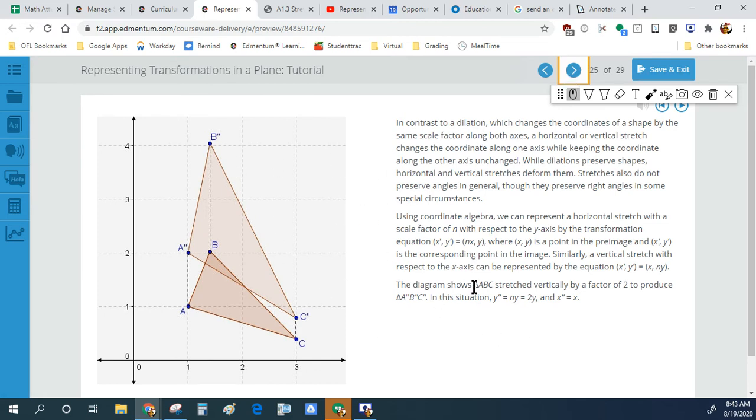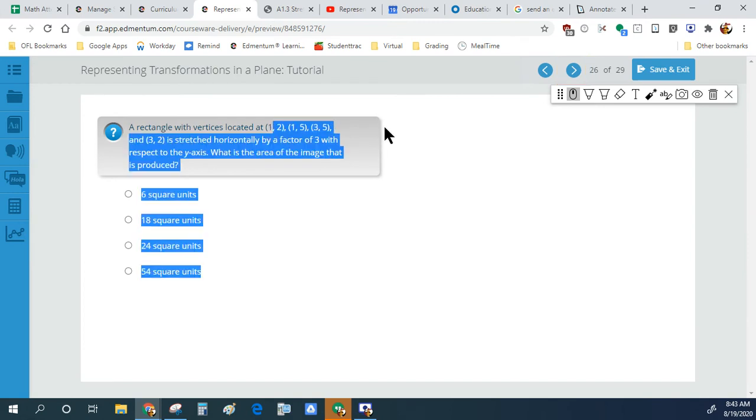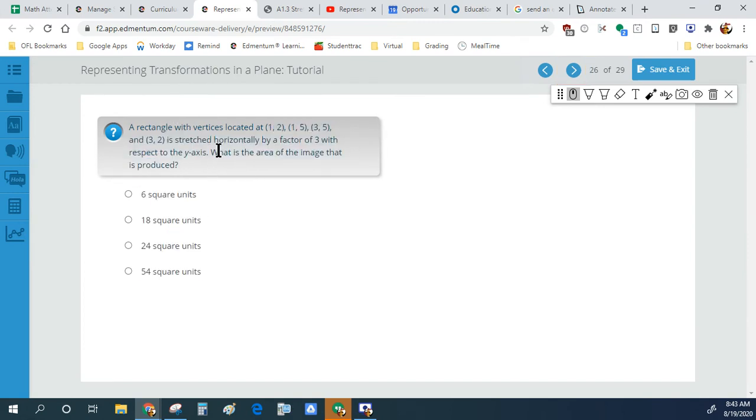But here we can see what they're talking about. So if we're doing a vertical stretch, we're only going to multiply the y here. The x stays the same. That's all it's saying here. And here, okay, so these are our corners. And we're going to do a horizontal stretch factor. So we're stretching it by 3. What is the area of the image produced?